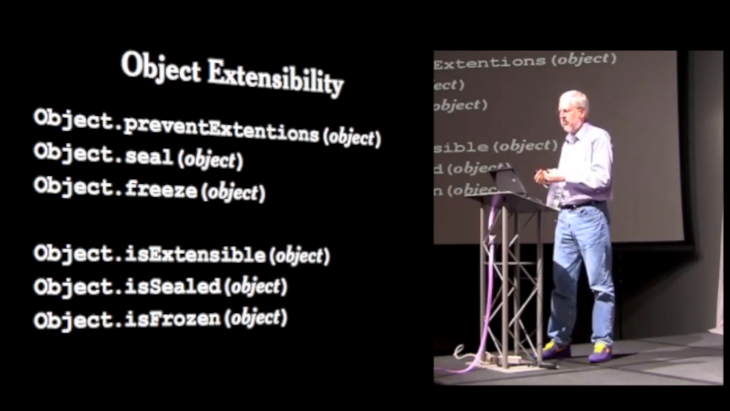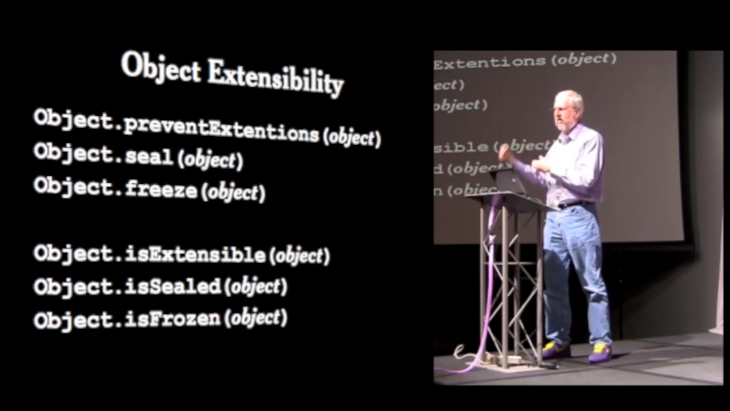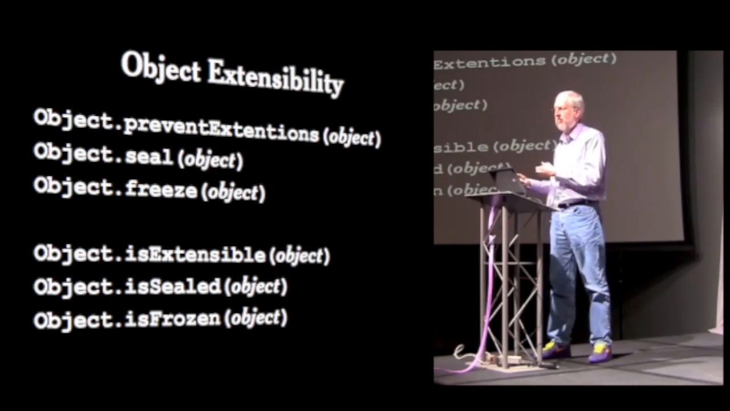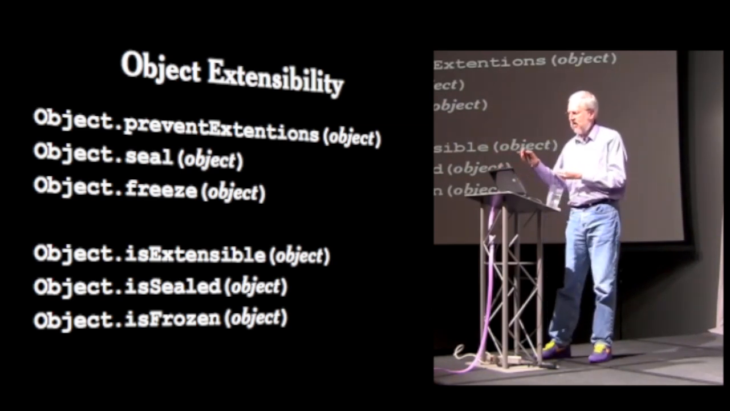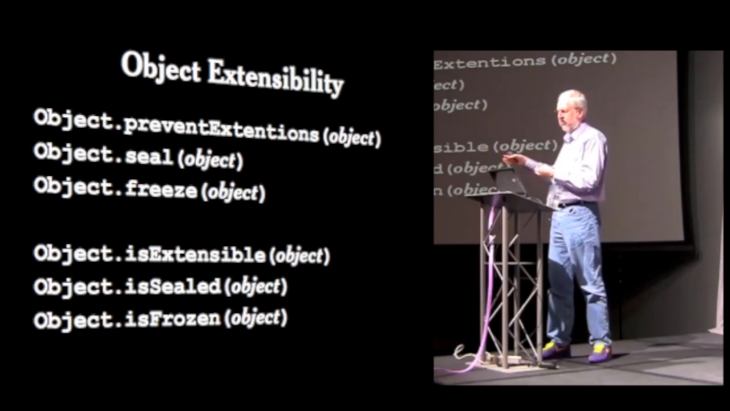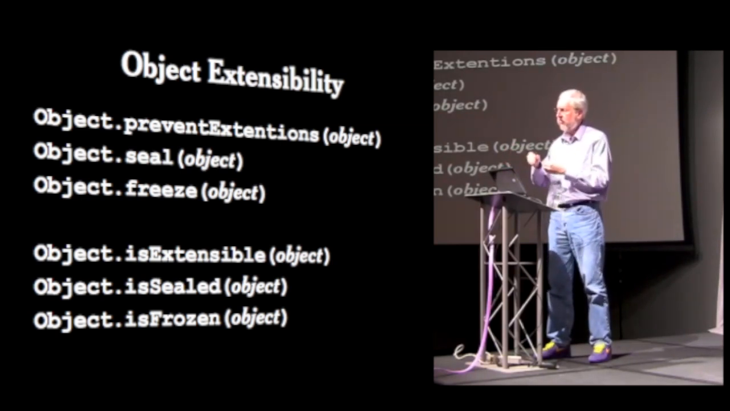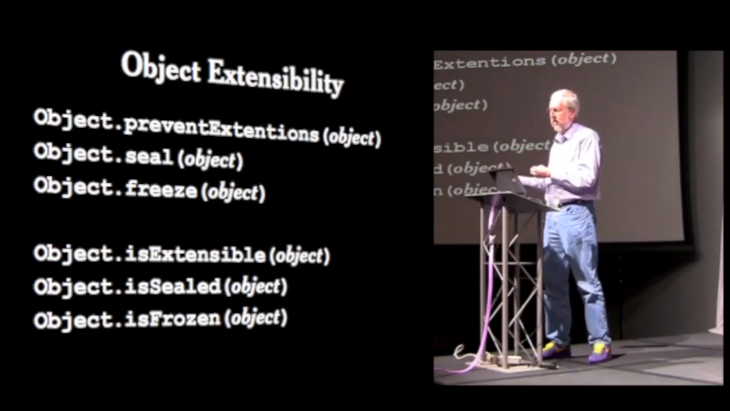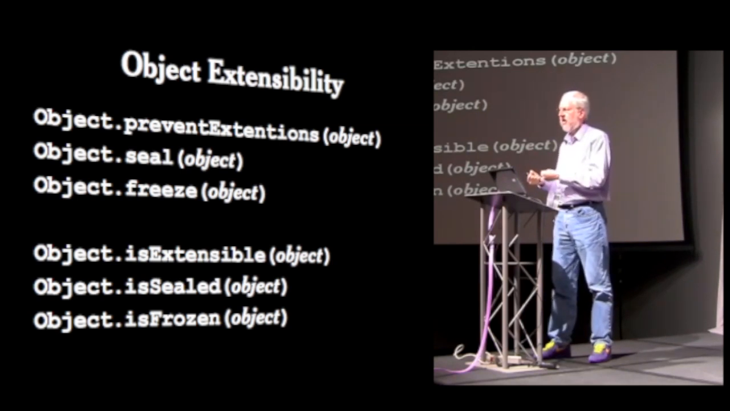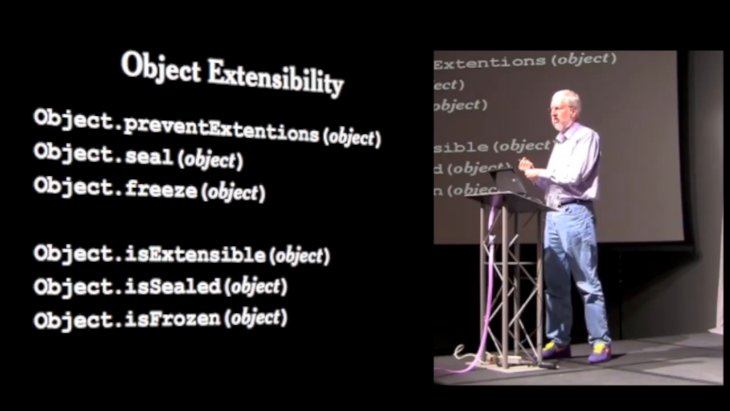There are two other methods. One is Object.seal, which does the same thing, except it also goes through all the properties in that object and turns off their configurable bits. And there's also Object.freeze, which does the same thing as seal, except it also goes and turns off all the writable bits. So you can freeze an object now, and that makes it immutable. It means that you cannot modify it or any of its properties.